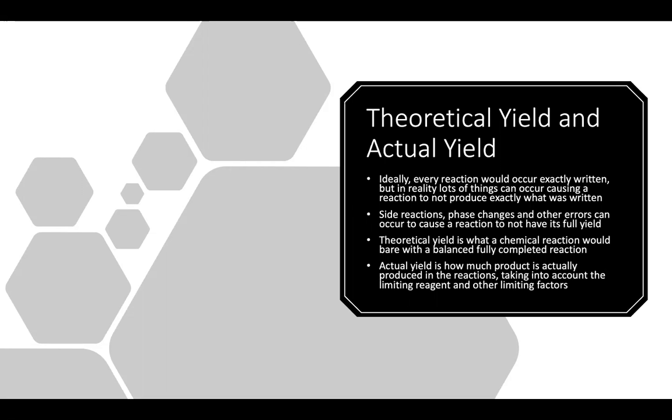Now, diving into the topic of focus, we are going to talk about theoretical and actual yield. A yield of something means how much product you can create from your reactants, and ideally, we would like 100%. But in the real world, reactions are not perfect. As written on the slide, many errors can occur throughout a lab to make your yield not 100%.